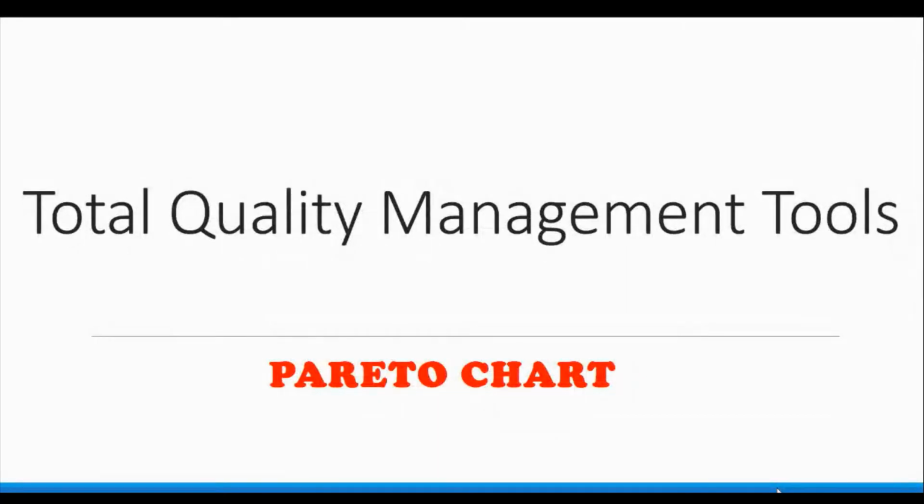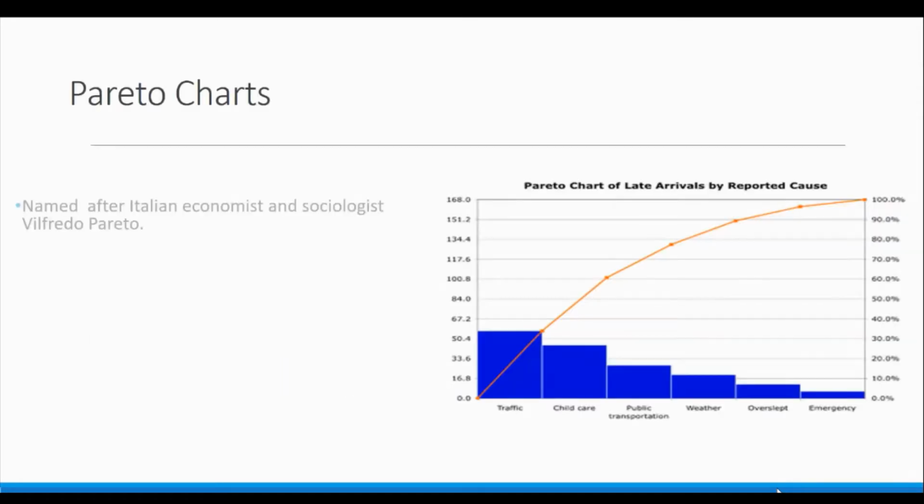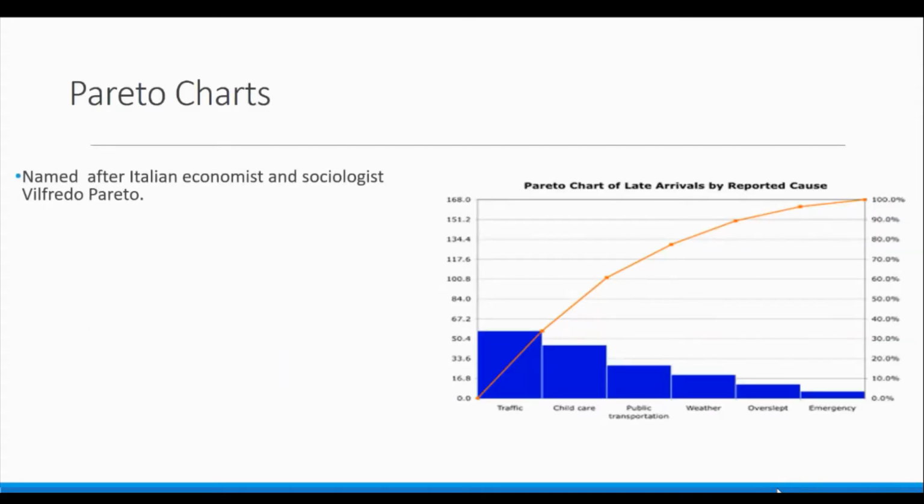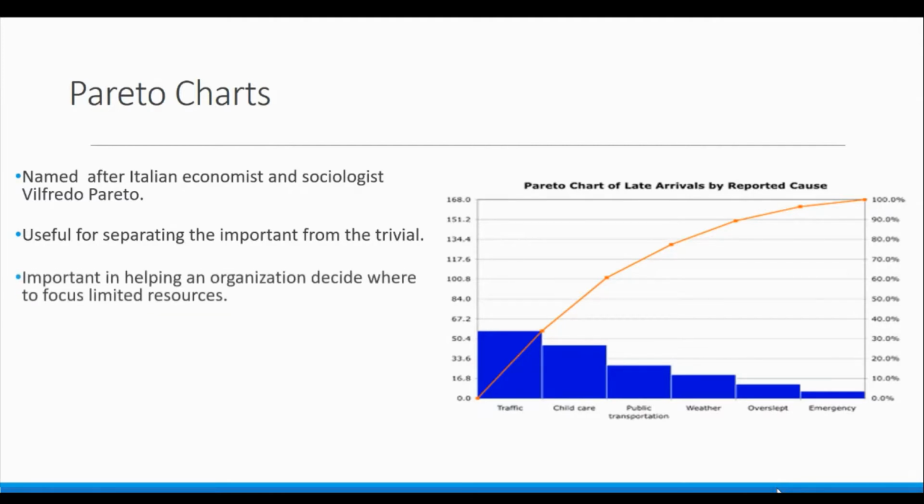Hello and welcome to our Total Quality Management Tools sessions in which we are going to be discussing the Pareto Chart. The Pareto Chart is named after the Italian economist and sociologist Vilfredo Pareto. It is useful for separating the important from the trivial, and it's important in helping organizations decide where to focus their limited resources. Which kind of resources? Time, people, and money.